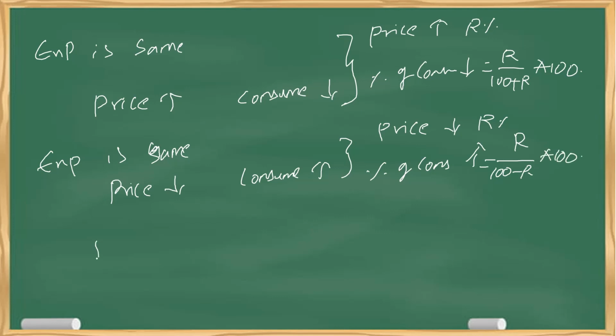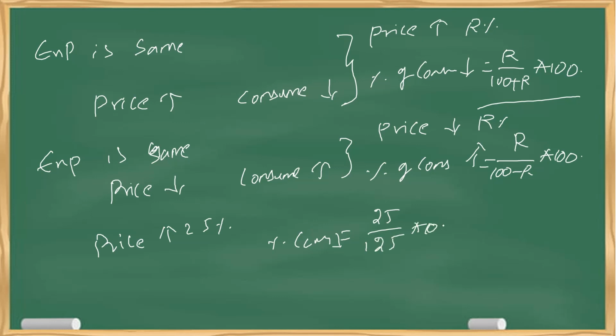Now in the previous question, the price of the sugar increased by 25 percent, right? Then the percentage of consumption that should be decreased is equal to, what is the formula? This is the formula. Now how much is the price increased here? 25 percent. So it becomes 25 by 100 plus 25, which is 125, into 100. That is equal to 20 percent. So you can always have standard formulas like this.